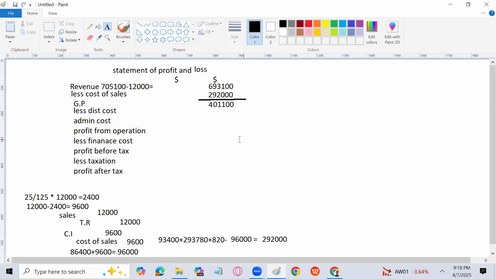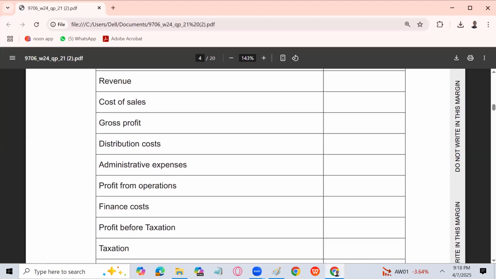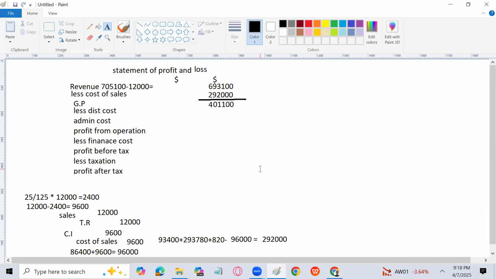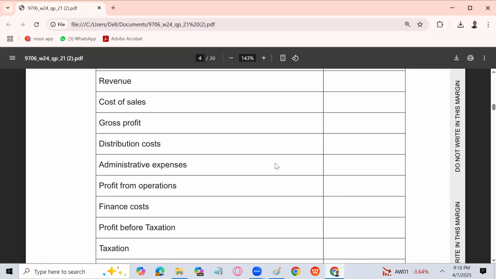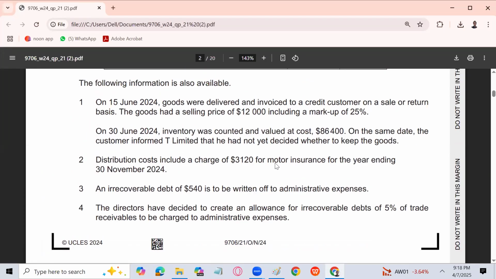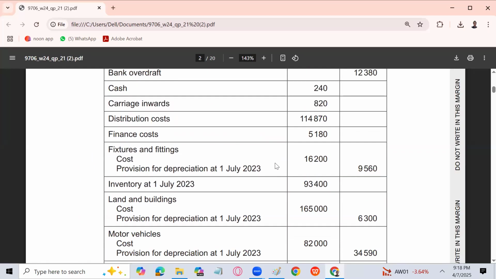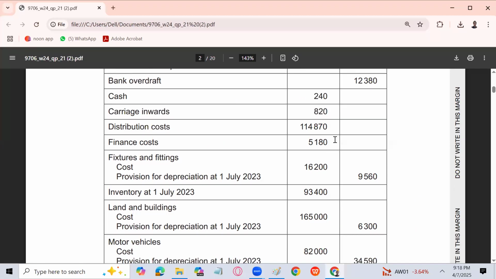Now I have to subtract the distribution cost from this. I think in the question also, they haven't given us the heading of the operating expenses, if I'm not wrong. Yeah. Distribution cost, admin cost, directly he has given the requirement. So let's talk about distribution cost. The distribution cost given in the question is going to be how much? That is 114,870. We have to go for the working for that.